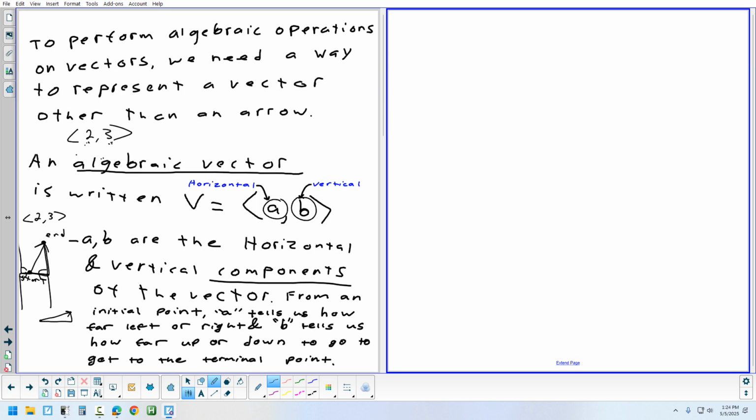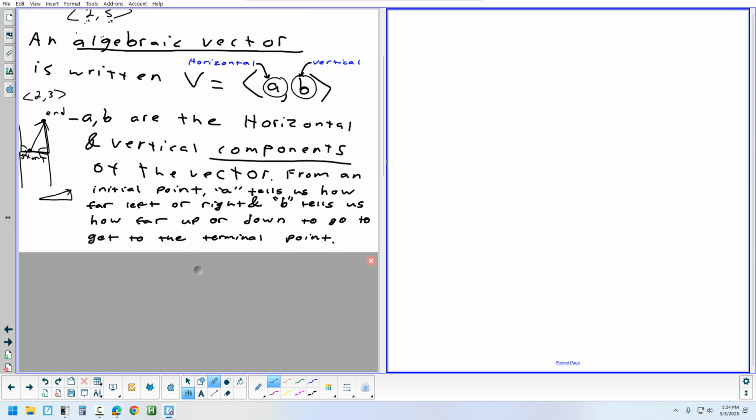So let's do something with, I'm assuming if it's negative, it just goes down. Negative would be down, yes. Doing okay?